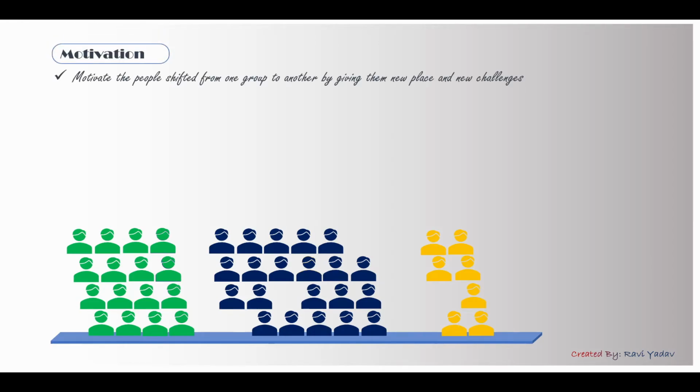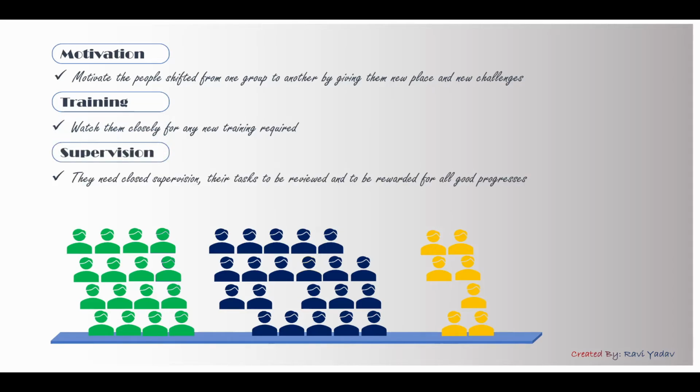Motivate them, the new people shifted from one group to another, by giving them a new place and a new challenge. See if they need any new training, if they need any help. And then supervision. They need close supervision. They are to be reviewed and to be rewarded for all the good progress they have made. And you can see over a period of time your category of A people will increase.